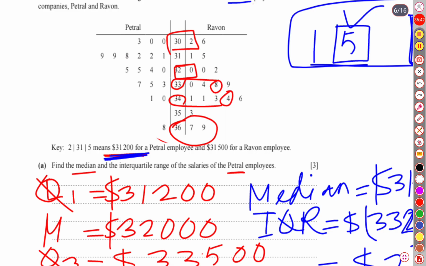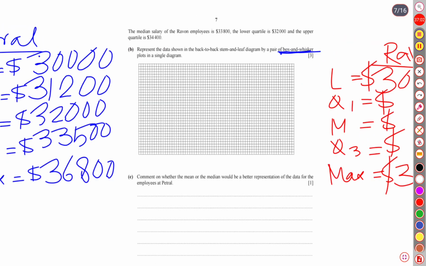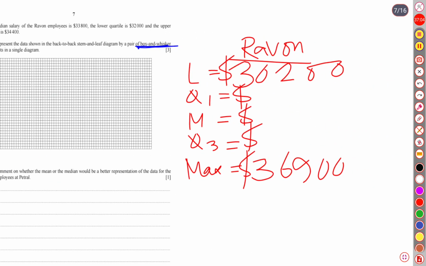So what is the information we are going to write? First we will write lower quartile is 320. Then median is 338. Lower quartile is 320. Let me write it. Lower quartile is 320. Then 100.